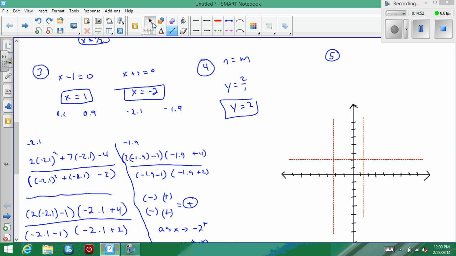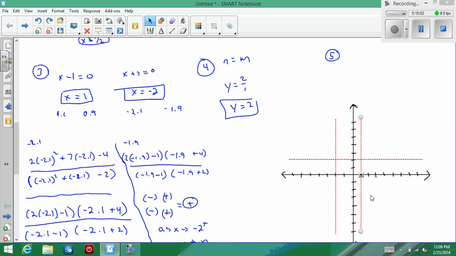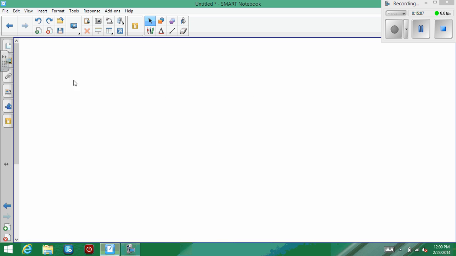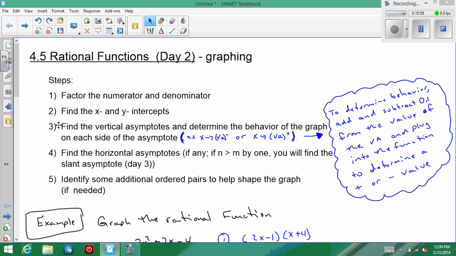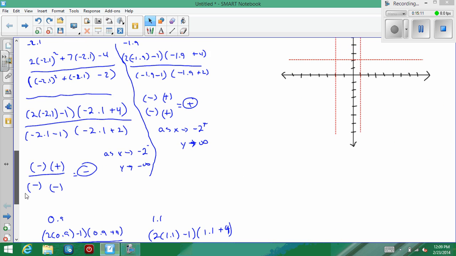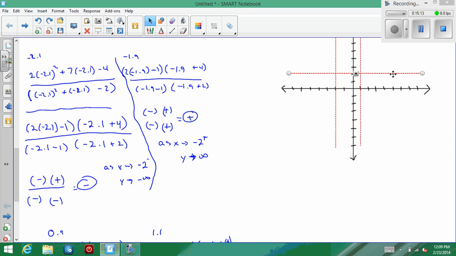Okay, so let me adjust these a little bit. Make this one a little bit longer here. So this one, I'm going to move to the right here. Now I'm at -2. This one goes over to 1. And this one could go down just a little bit. Okay, so those are my asymptotes.